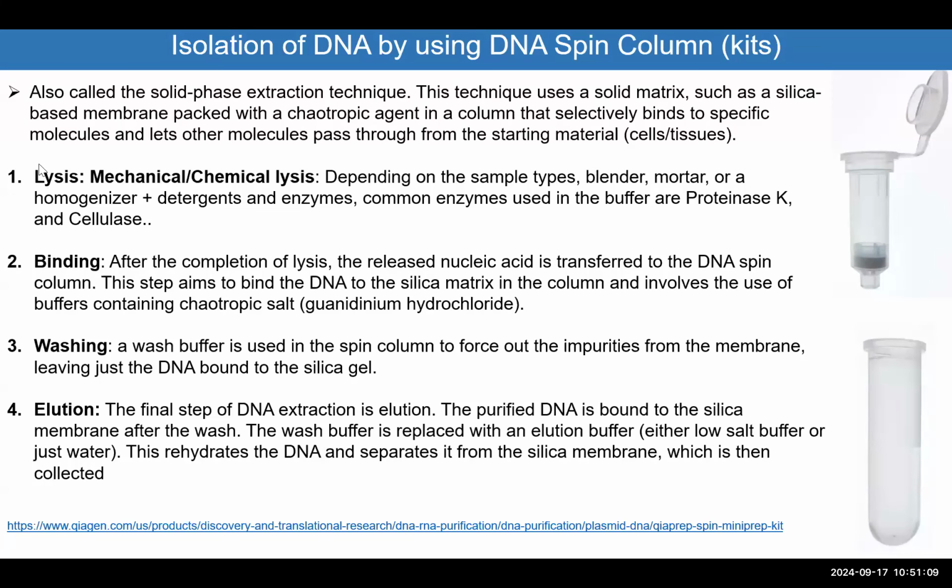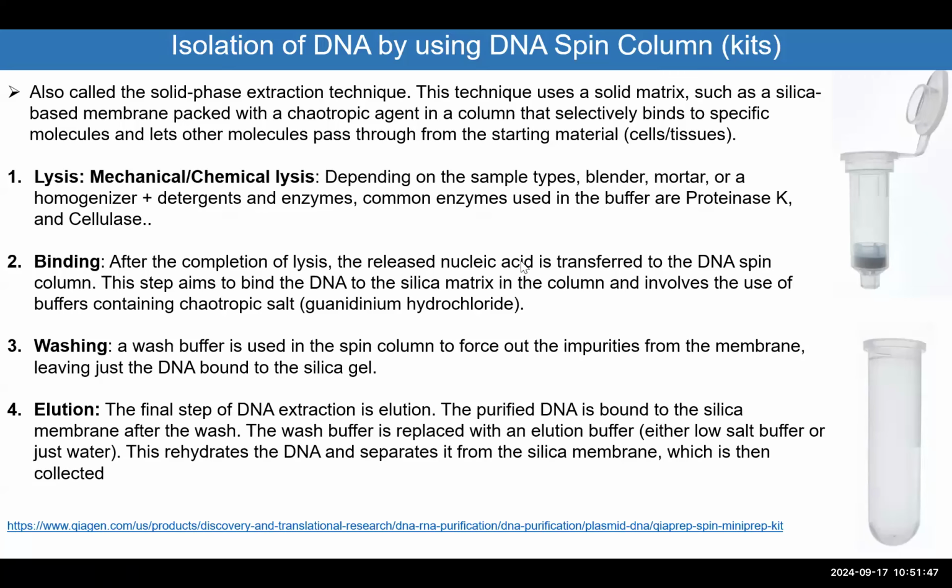So what you need to do is first lyse the cells or the tissues that you are using with the lysis buffer that they provide you, which is suitable for this type of cells or tissues. And most of the time, this lysis would need some sort of mechanical disruption. So you would use a homogenizer with the buffer that comes with the kit that contains detergents and enzymes. Most of the time they wouldn't tell you what the enzymes are, but you would know right now that it's proteinase K or cellulase.